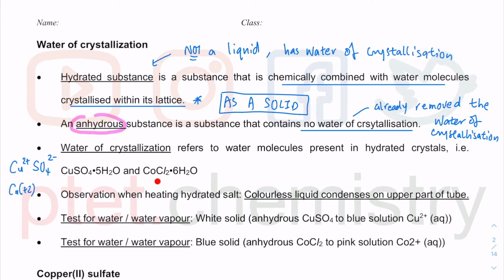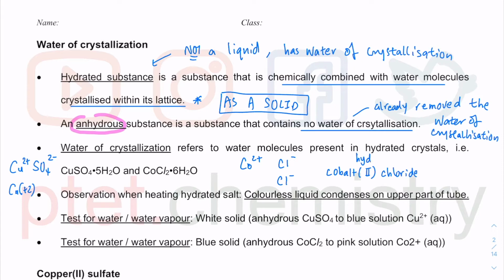This is called cobalt(II) chloride. So you've got Co2+ and Cl-. You need 2 of these chlorides because the charges need to cancel out, if you think about crisscrossing in the formulation of the ionic compound formula. This is plus 2, this is minus 1. That is what you call cobalt(II) chloride. Just like earlier, you have copper(II) sulfate. Here you have cobalt(II) chloride.